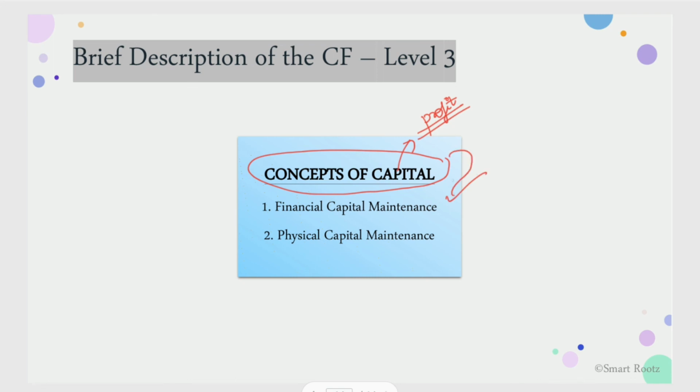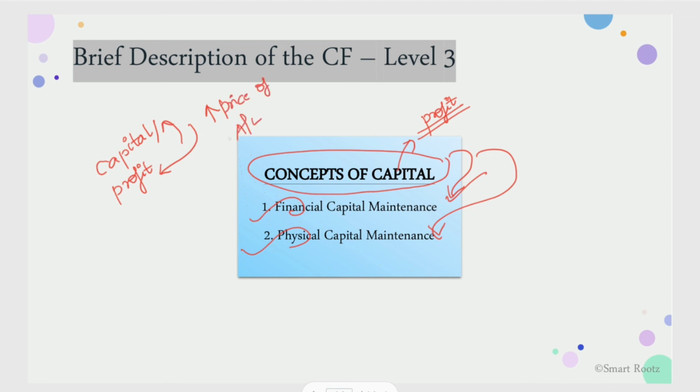So the company can either choose this method, or it can also use the physical capital maintenance, wherein the productivity of the company, how much the productivity of the company has improved, is considered. So the standard setters can either use this concept or the physical capital maintenance concept. So why is it important? It is because we need to distinguish between capital and profits. So what is part of capital, what is part of profit? So if there is a change in price of an asset or liability, whether this change in price is going to impact my capital or whether it's going to impact my profit.